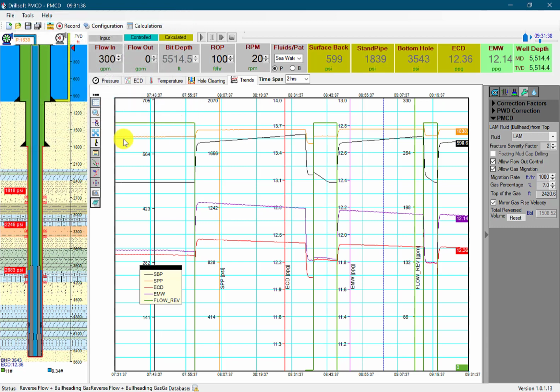So this is how you use Drillsoft PMCD. This is useful to simulate a PMCD operation or plan it. It will help with these cycles.